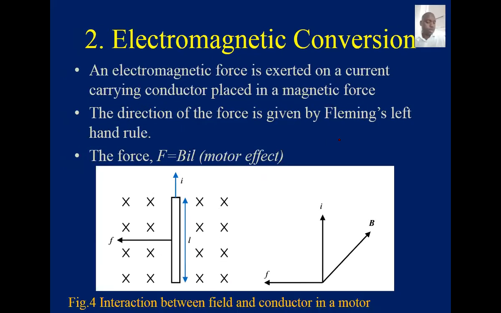So the direction of the force, which becomes the direction of motion of the conductor, is given by Fleming's left-hand rule, right? So with Fleming's left-hand rule, the second finger is the current, the first finger is the field, and the thumb will point in the direction of motion. Then the force is given by BIL, right? B being the magnetic flux density, I being the current flowing in the conductor, and L being the length of the conductor. So that will be the magnitude of the force exerted on the current carrying conductor.